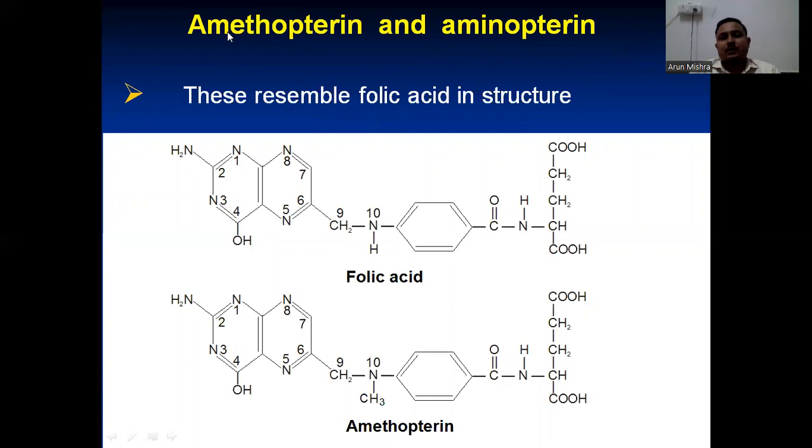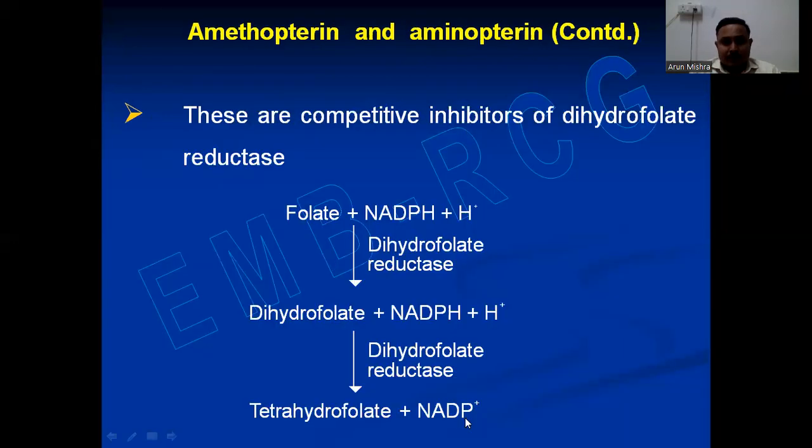The first one is methotrexate and aminopterin. These two resemble folic acid in structure. You can see here the structure of folic acid is here, and aminopterin is there. So these are the competitive inhibitors of dihydrofolate reductase, DHFR. And here folate and NADPH react to form dihydrofolate in the presence of dihydrofolate reductase. This is the enzyme. And this dihydrofolate again further reduces to form a tetrahydrofolate along with NADP.